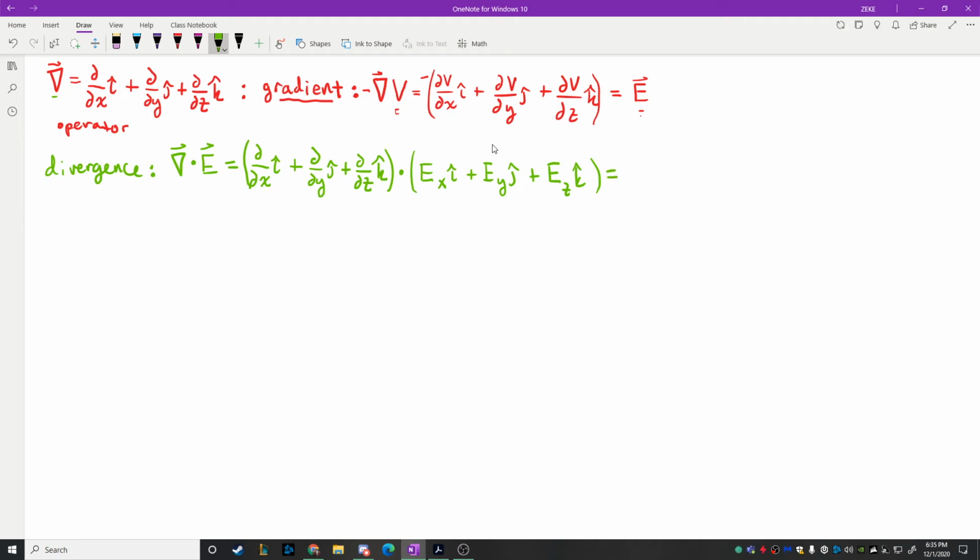So what you get now is when we take the dot product here, you look at each term, and if we go term by term, for example, we look at these two terms right here, what we get is del Ex del x. So we have, right? And then i dot i. And i hat dot i hat, what's that equal to?